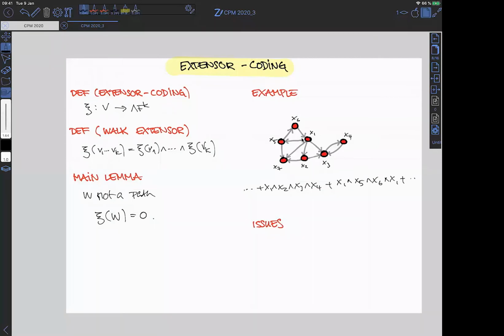And in particular, the walk sum, defined many slides ago, for any mapping Xi into the exterior algebra, which was defined as the sum over all walks W of Xi of W, is the sum over all paths.